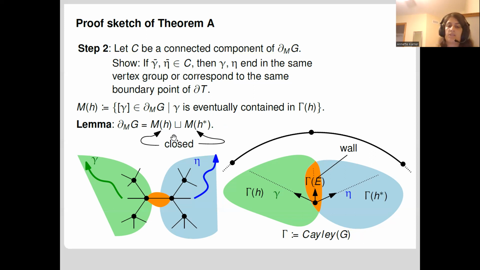And this means in particular that in such a situation, a connected component cannot contain geodesic rays corresponding to these two different sets. And this implies directly what we want to show. If we have two equivalence classes in one connected component, such a situation cannot happen, but gamma and eta have to end in the same vertex group or correspond to the same boundary point of the tree.